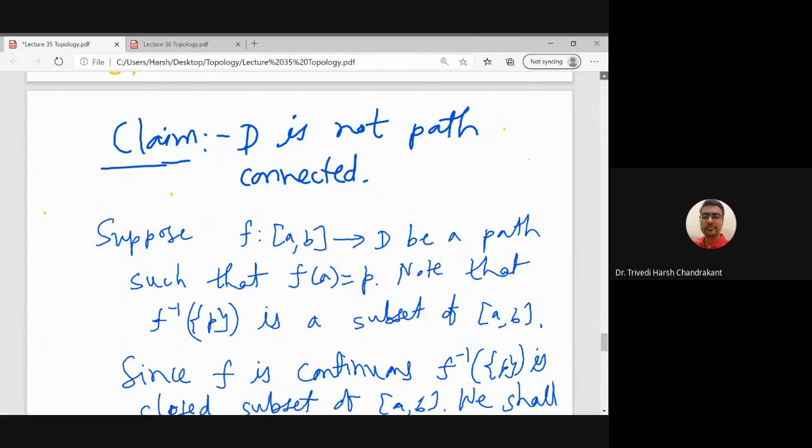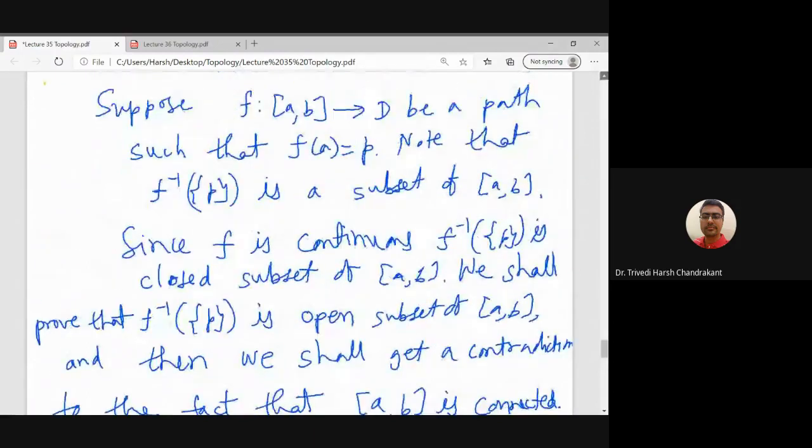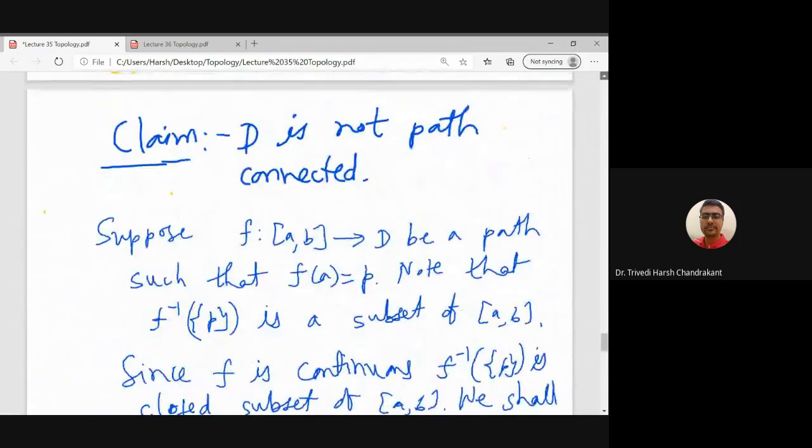Now we will show that the converse of this result fails. That means D is connected, but it is not a path connected topological space. So D is not path connected with respect to the subspace topology coming from R2. First we want to prove this. So we assume that the deleted comb space is path connected. We want to prove it is not path connected, so first we suppose it is path connected, and then we will get a contradiction.